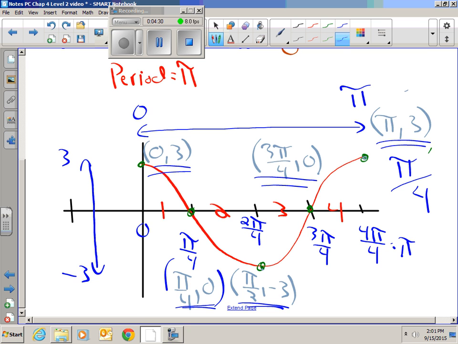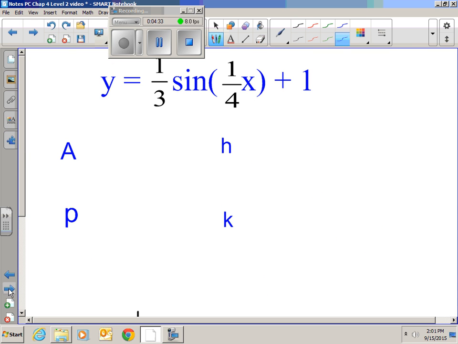Okay, let's try another one. We're looking at this one. My amplitude now is 1/3. My p is 1/4. My h is still 0. There's nothing in there. And my k, in this case, is 1. So I have a climb of 1.